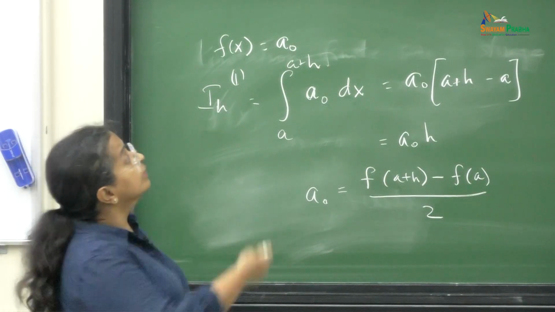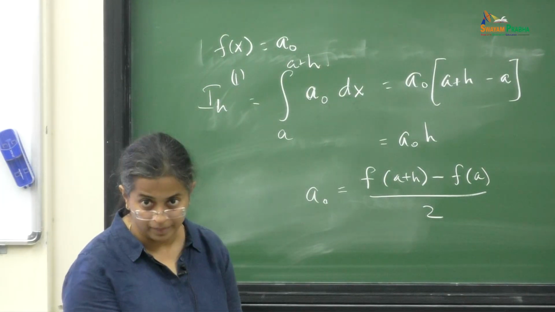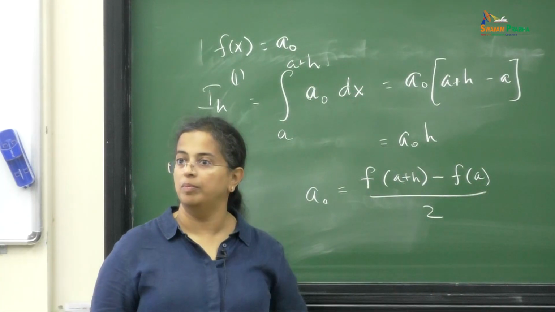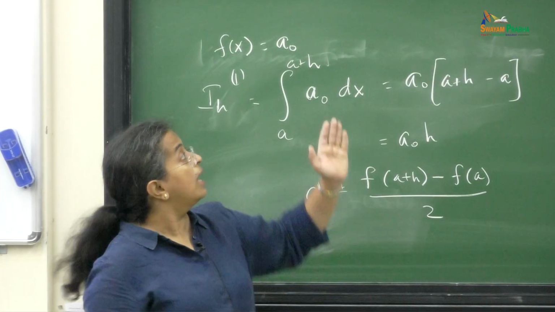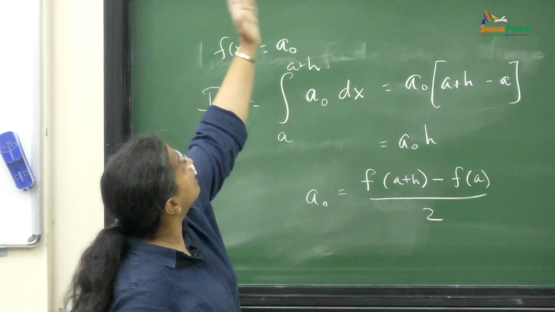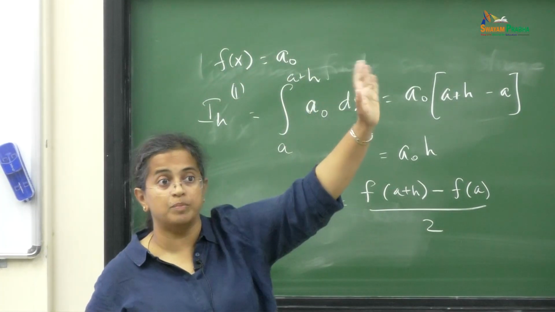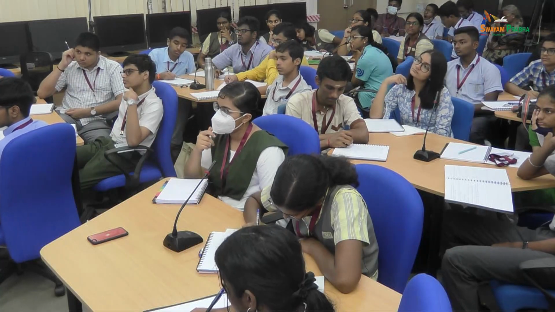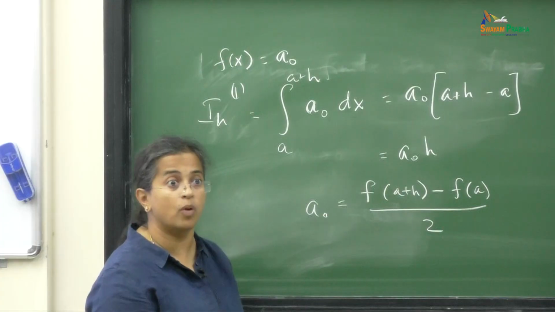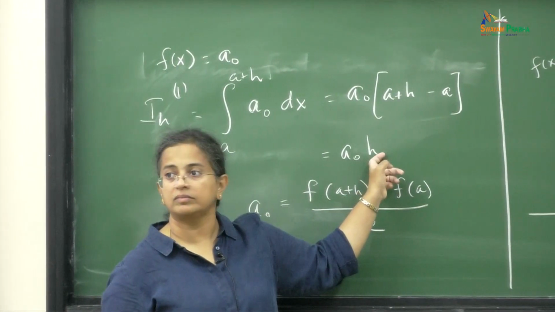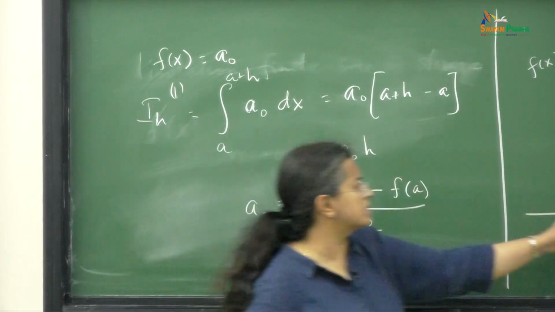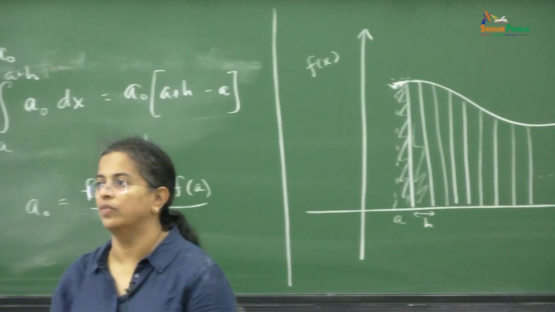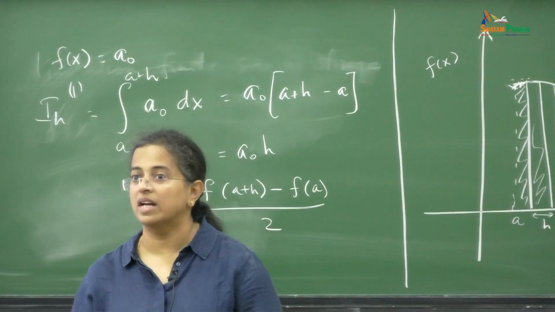What will be the next one? The next one will be some other a0 prime, whose value is f of a plus 2h minus f of h by 2. So that I will get this entire integral as a sum of these pieces. So then every interval has a value of a weight. What is the value? h. It's equal weight. All intervals have this equal weight h times the value, which is exactly the area of a rectangle. So that is your rectangle rule.